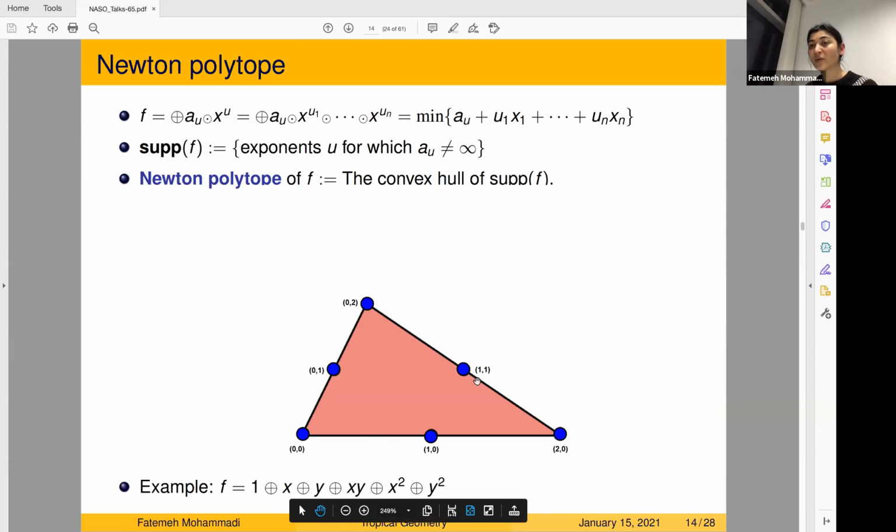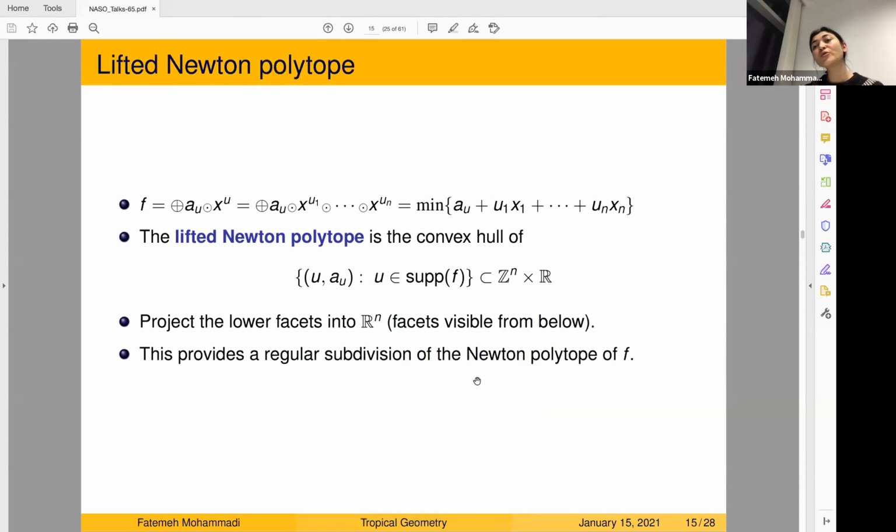Okay, so that would give me this polytope as a convex hull. And then I'm going to lift this Newton polytope based on the coefficients of these terms in the polynomial. So whenever I see the coefficient a_u, I want to lift this Newton polytope, instead of R^n, I'm going to go to R^(n+1), such that every point has been lifted one dimension higher by adding this coefficient as the last entry.